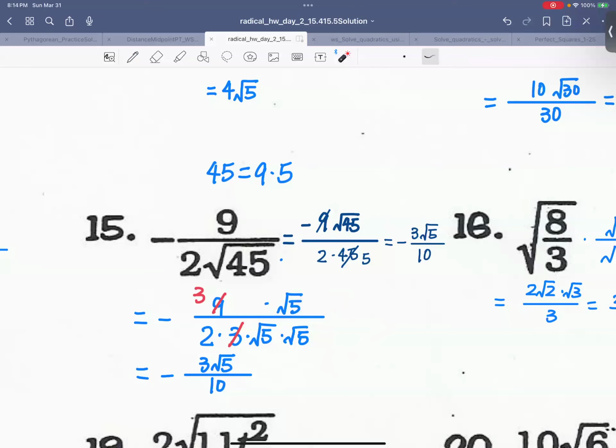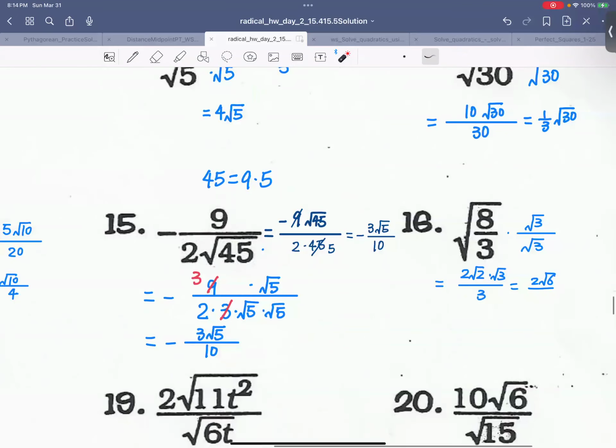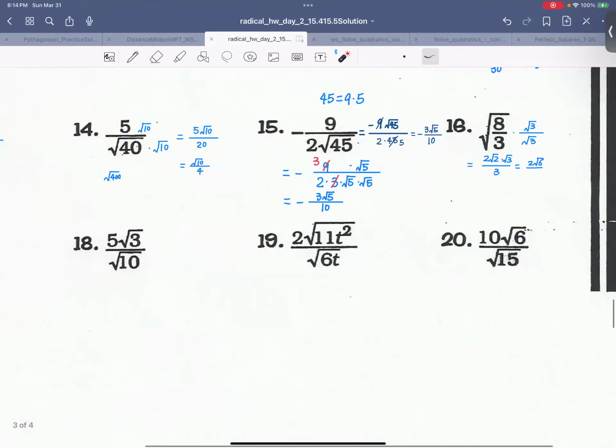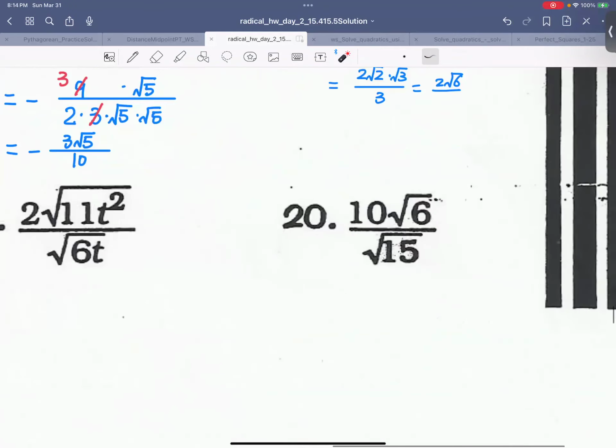Here, 45 is not a too big number, so it is okay to do it this way. But if I give you square root 4,500, then you don't want to multiply by such a big number. You want to pick out the 10 and then multiply by the smallest correct number. Now try number 20. Go ahead, Bella. Try this 20, please.